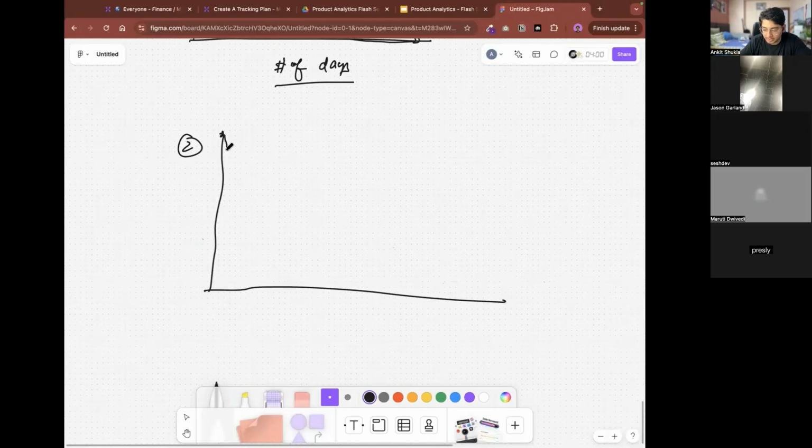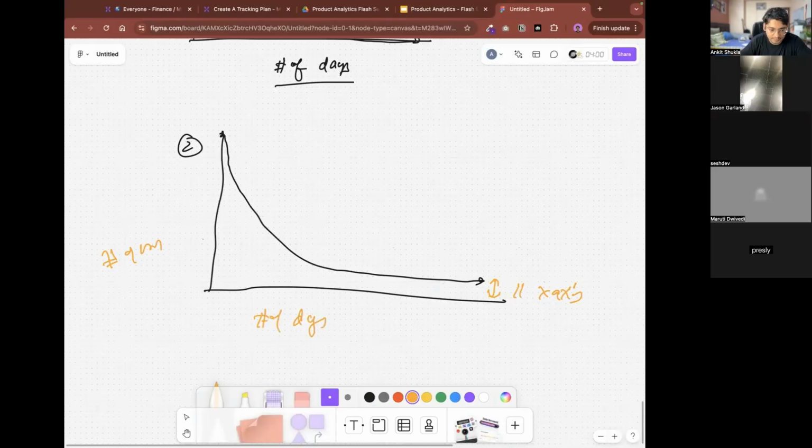you start using the product, but eventually some people will keep on using and some people will go away. This line will become parallel to the x-axis. Number of users, and this is number of days. Can you guys tell me an example of a product where it loses the audience, but then it becomes stable? These are generally stable products.